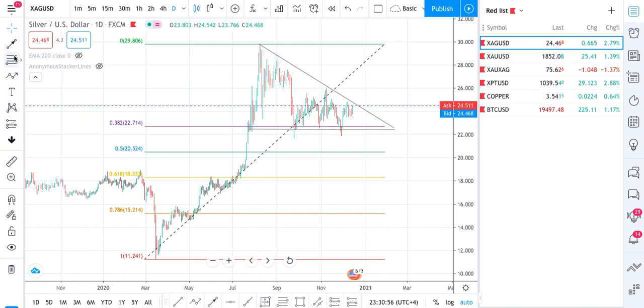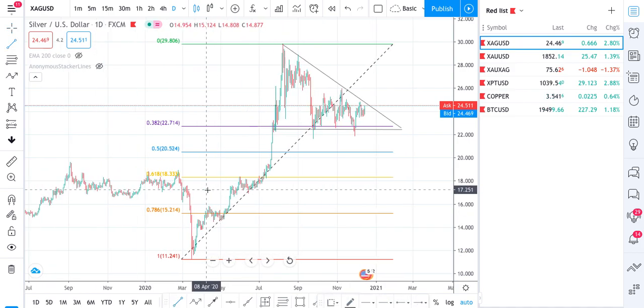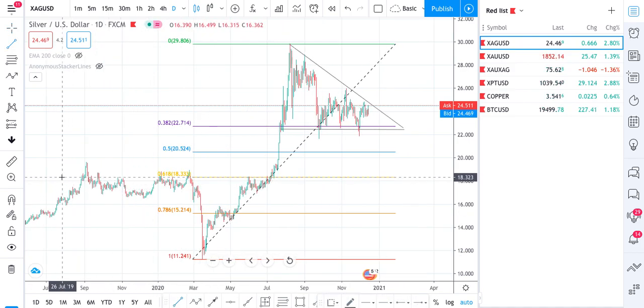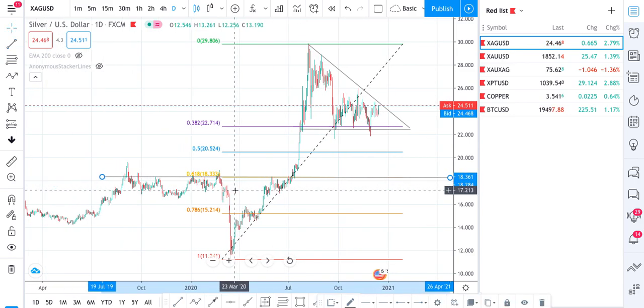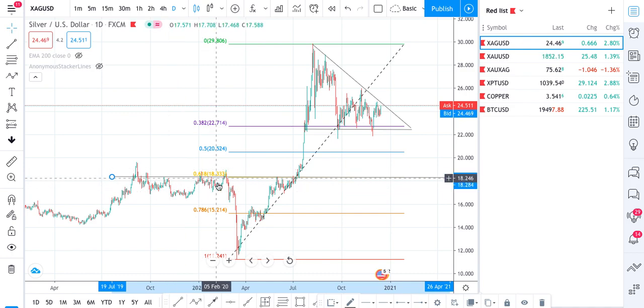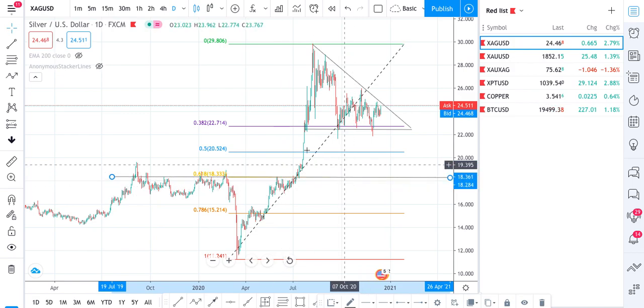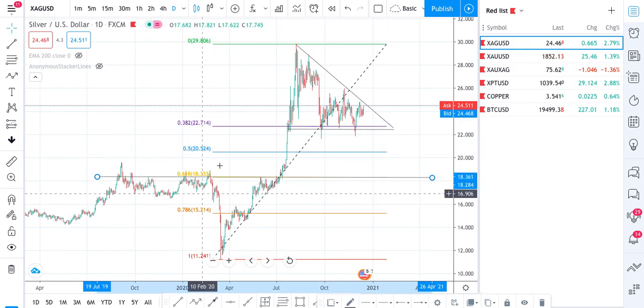All right, let me just take this line back. So if we check this area out, this is a very good support right here. It was acting as a resistance. Once it breaks, now the same area will become support. Okay, so this is 61.8.